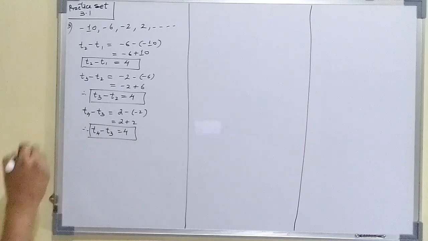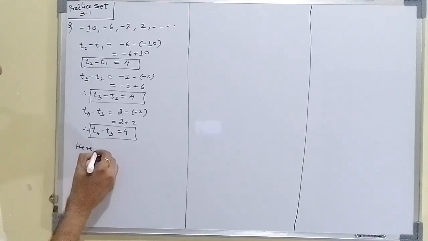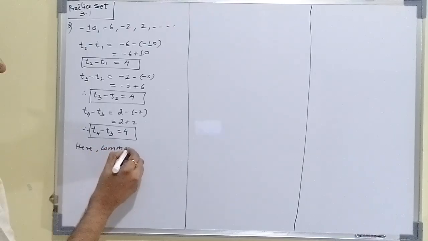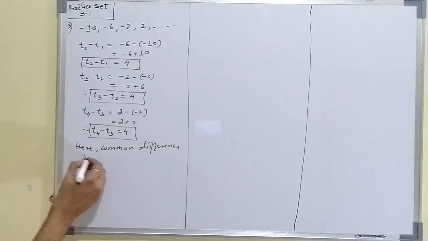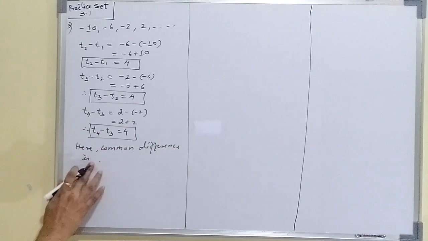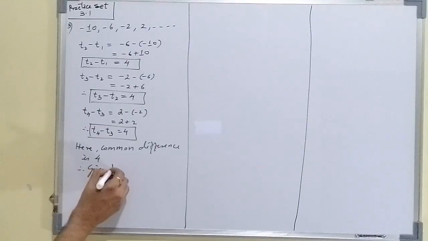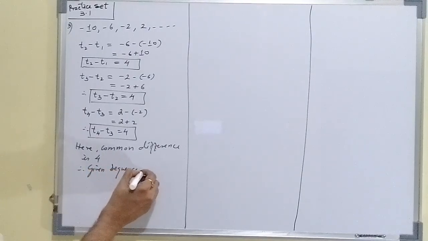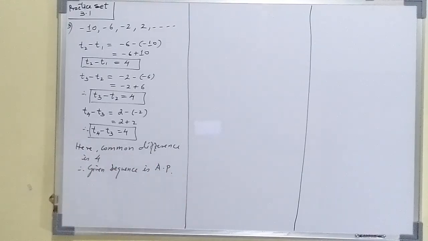Please see here, common difference is 2. Sorry, common difference is 4. Therefore, given sequence is arithmetic progression. Now come to question number 4. What is question number 4? 0.2, 0.33, 0.333 and so on.